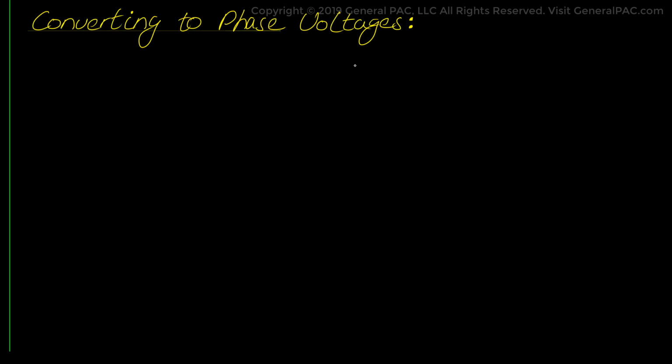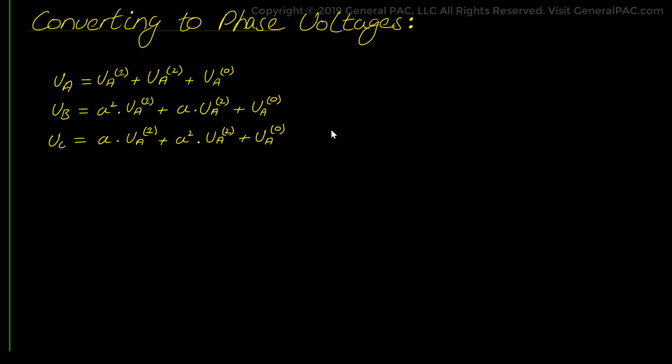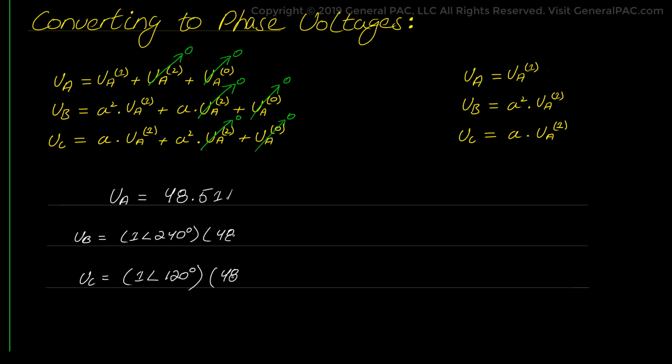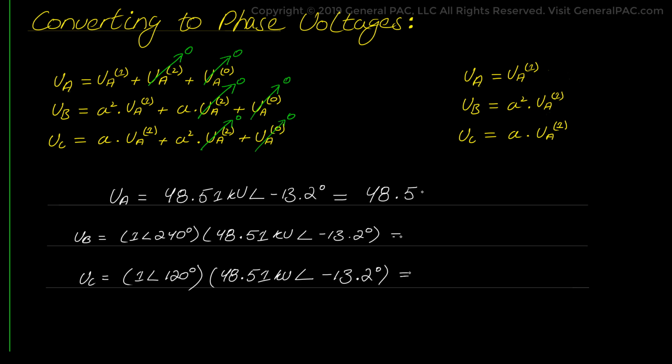We have to use the transformation equations to transform the sequence component voltage quantities to actual line to ground voltage quantities. And also remember that we're removing the negative and zero sequence components from our transformation equations, and we plug in all of the values that we calculated earlier, and we simply get the following. We finally get the actual line A to ground voltage being 48.51 kV at the angle of -13.2 degrees. Line B to ground voltage is 48.51 kV at the angle of -133.2 degrees, and line C to ground voltage being 48.51 kV at the angle of 106.8 degrees.